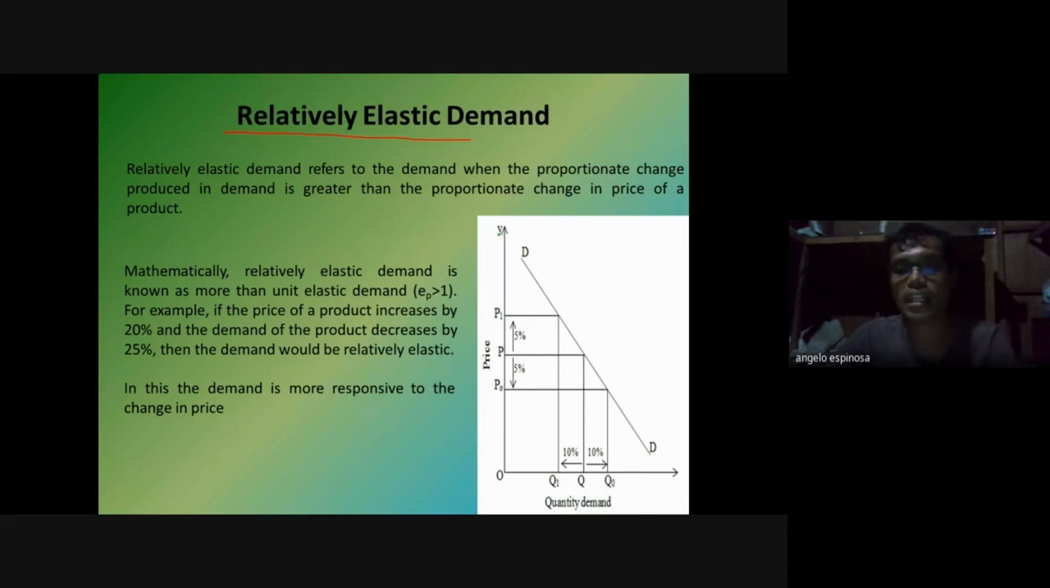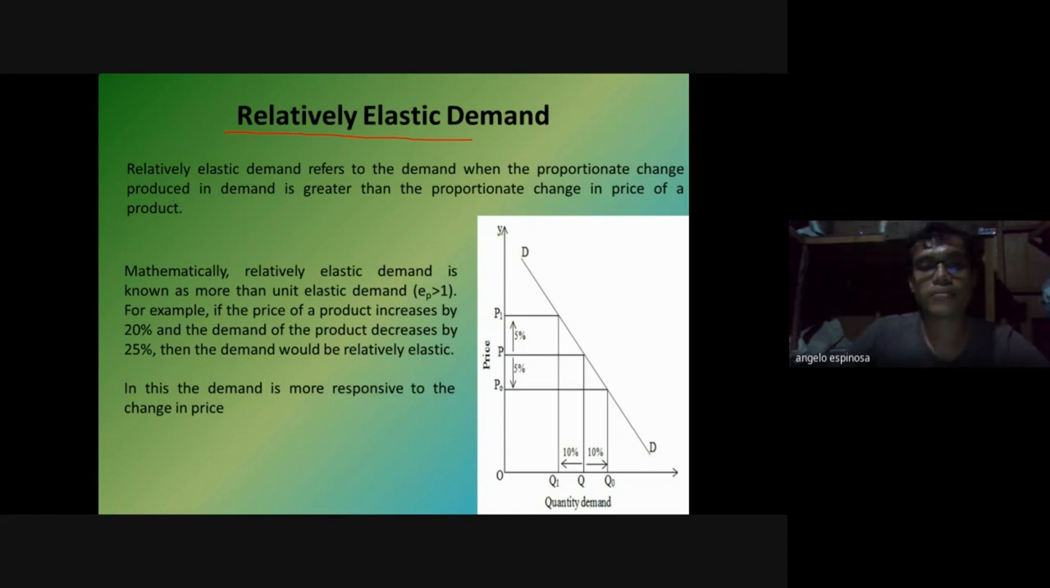Ano ibig sabihin ng relatively elastic demand? So, a relatively elastic demand, ito yung type ng elasticity that... Okay, so we have relatively elastic demand. Ano ibig sabihin ng relatively elastic demand? Okay, so pag sinabi mong relatively elastic demand, there is, so we have, wait lang.